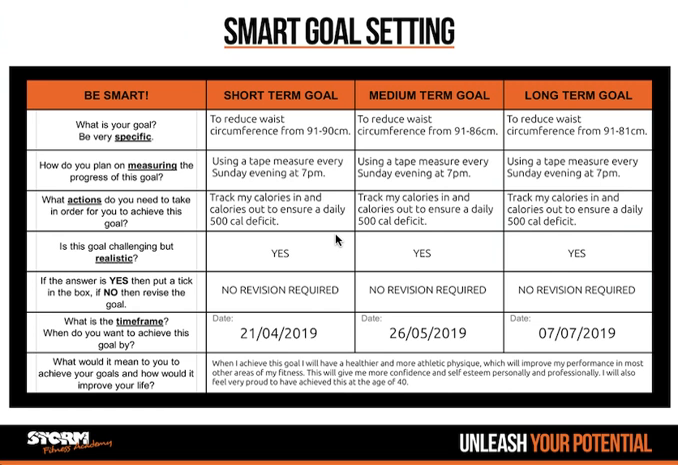Next row, it says, what actions do you need to take in order for you to achieve this goal? Well, I need to track my calories in and my calories out and ensure that I've got a 500 calorie deficit. Now, obviously, all this stuff, it's not an exact science. It's pretty good, but it's not an exact science, so there will need to be some tweaks along the way. So some of this stuff might need to be revised depending on how the results are going. But we've got a really good plan there.